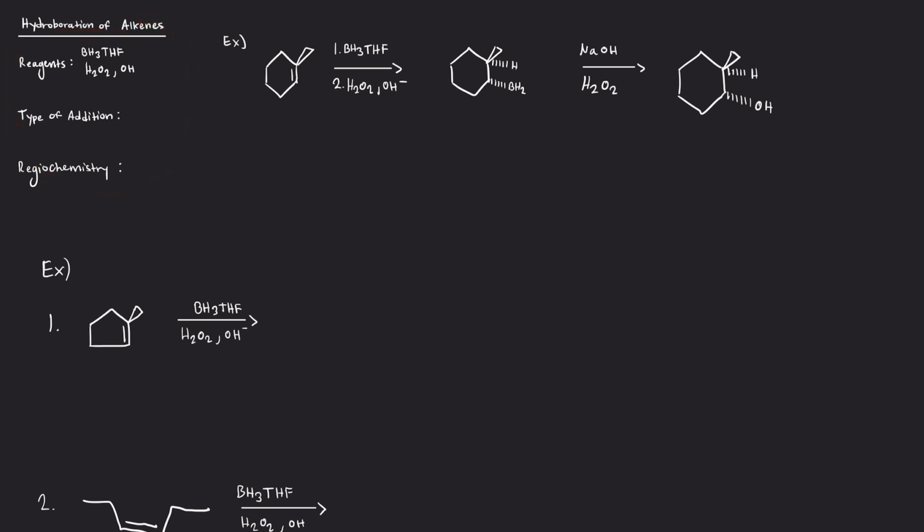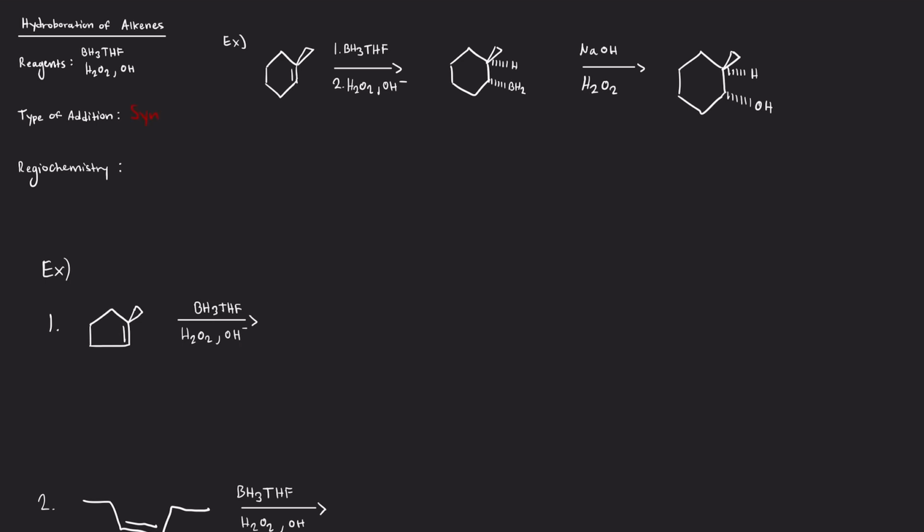regiochemistry first. The reagents you use in this reaction are BH3THF, and that's your first step. And your second step is a peroxide with a strong base. In this case, the peroxide's H2O2 and OH. OH is a strong base. So if we look at the type of addition here, it's going to be a syn addition.